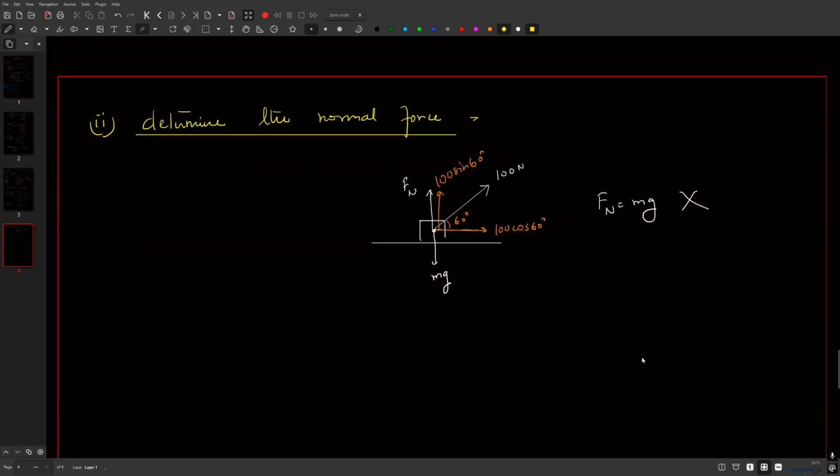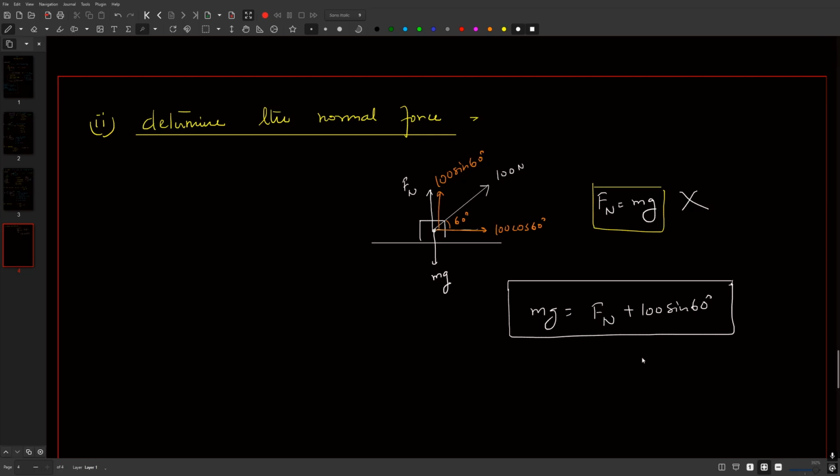So just saying that Fn is equal to mg is not correct, because the system is at rest. That means mg is now balanced by both Fn and the vertical component here, 100 sine 60 degrees. Okay, this is the correct expression.